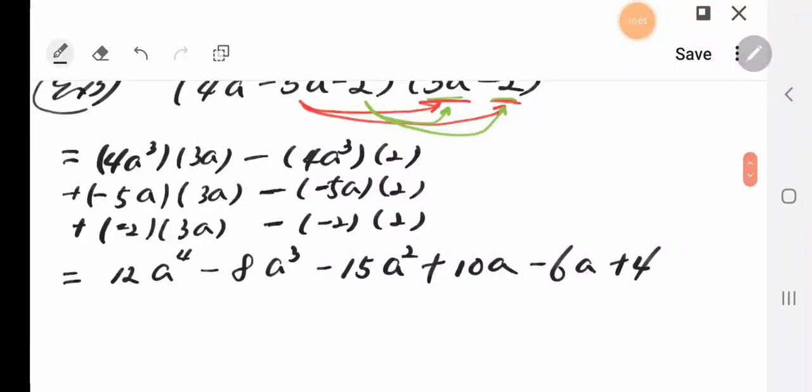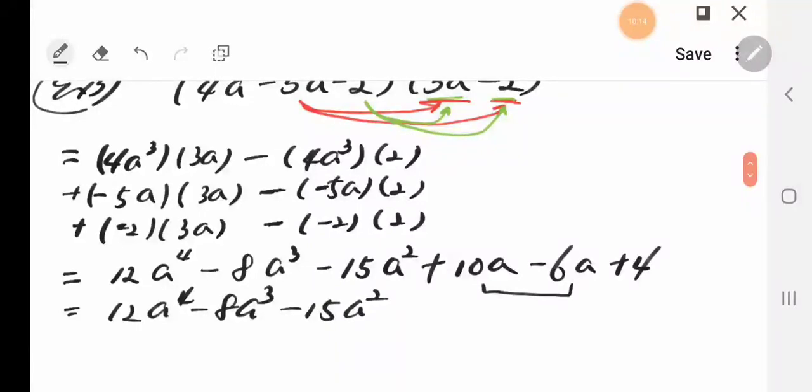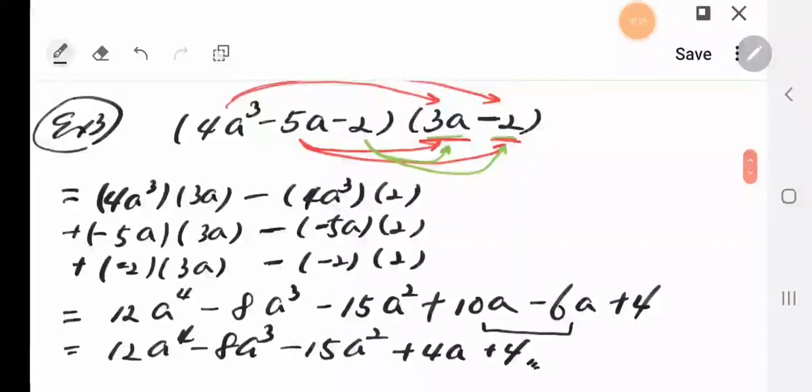And then combine the like terms. So 12a to the 4th power, 8a cubed, minus 15a squared. We have two like terms, the a terms. So 10 minus 6 is plus 4a, plus 4. When we do this, you can use mental math actually. You don't have to do the first step. Just multiply directly. So 4a cubed times 3a. You can just try this.